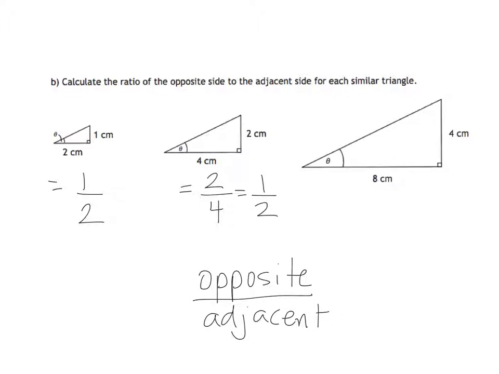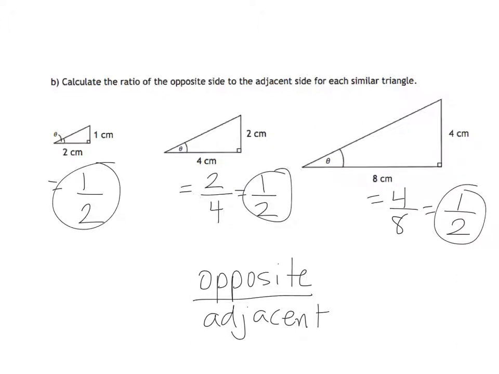And what's the opposite side on the last one? And the adjacent then is 8, and what's that reduced to? 2/4 or 1/2. So they're all actually equal to 1/2, and this is the basis of trigonometry. If you have triangles that are similar, the ratio of their sides is equal. This ratio of opposite over adjacent, that's the same for every similar triangle, is actually called the tangent ratio.